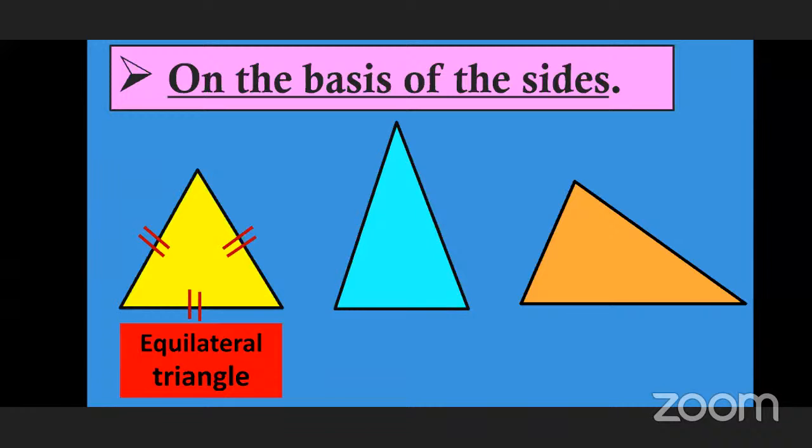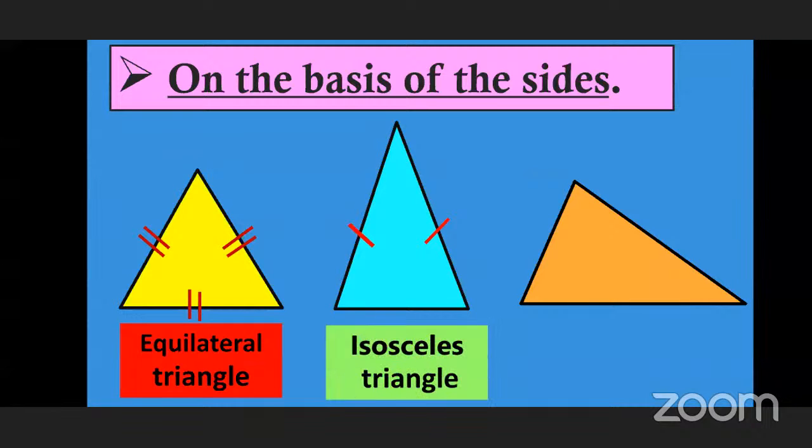See here, second triangle is there, whose only two sides are congruent. See, congruent is marked with strips, okay, red color. So the second triangle, only two sides are congruent. Can anyone tell me what is this type of triangle? Isosceles triangle. Yes, it's an isosceles triangle.